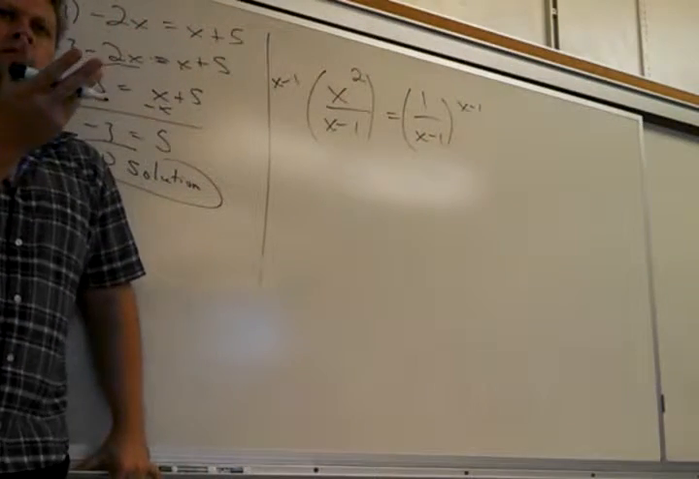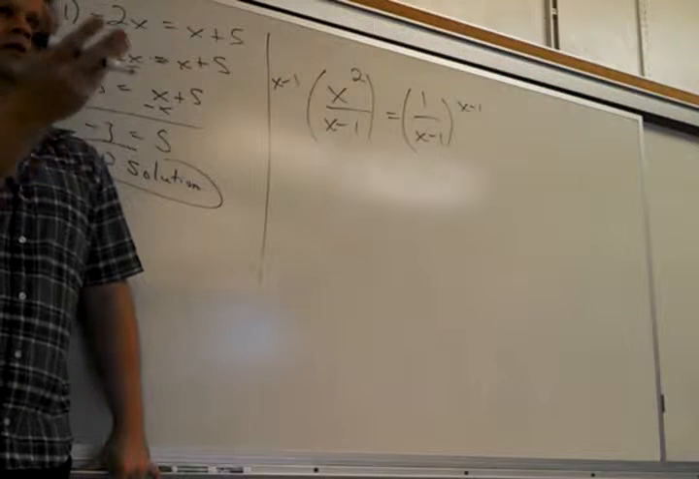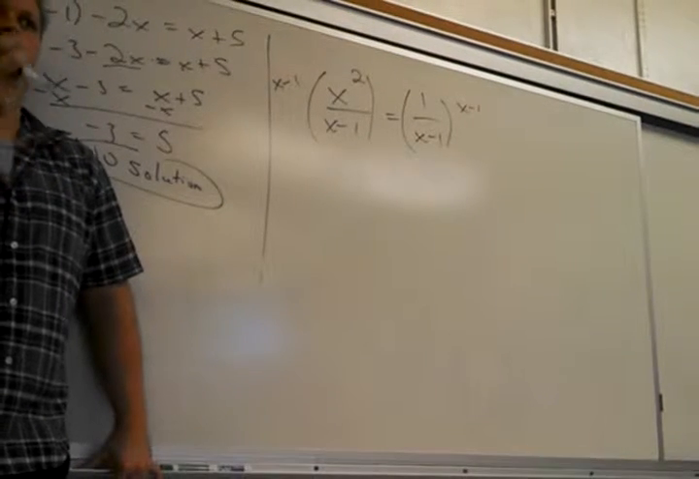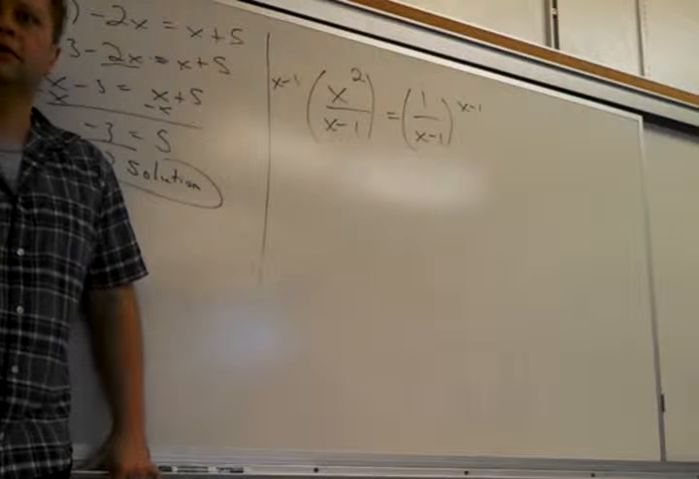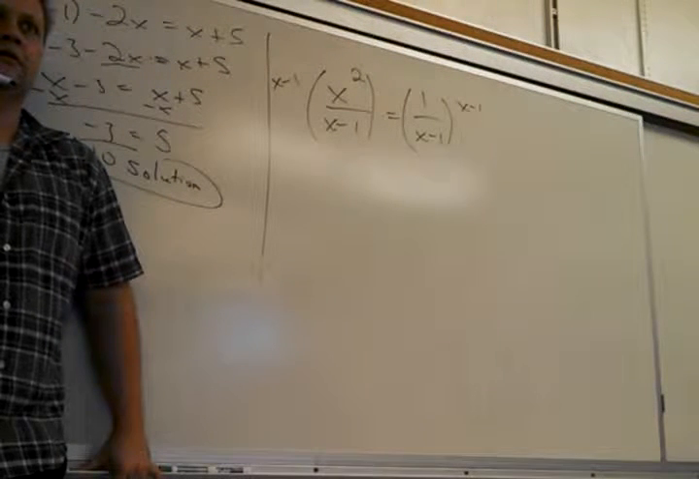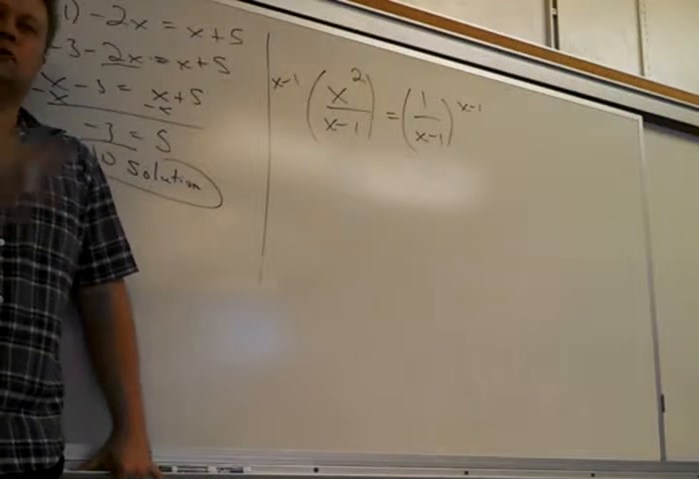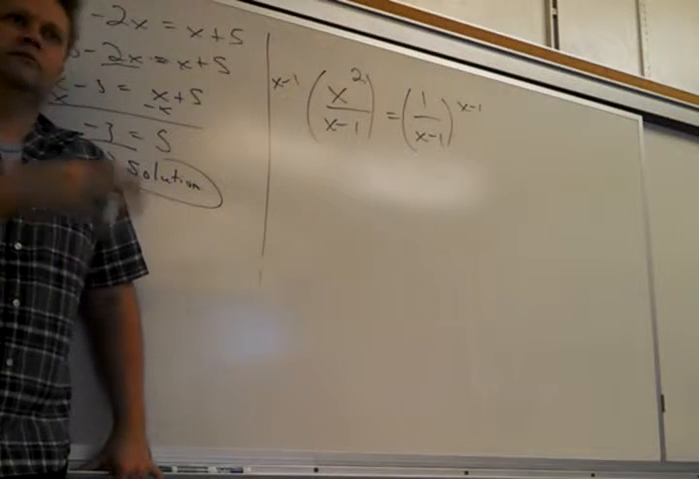Why do I do that? Because I don't want fractions, right? The beautiful thing about equations is I can multiply by whatever I want to, except 0. If you multiply both sides of an equation by 0, then you make everything 0 equals 0. We're still living in caves, right? It's bad.